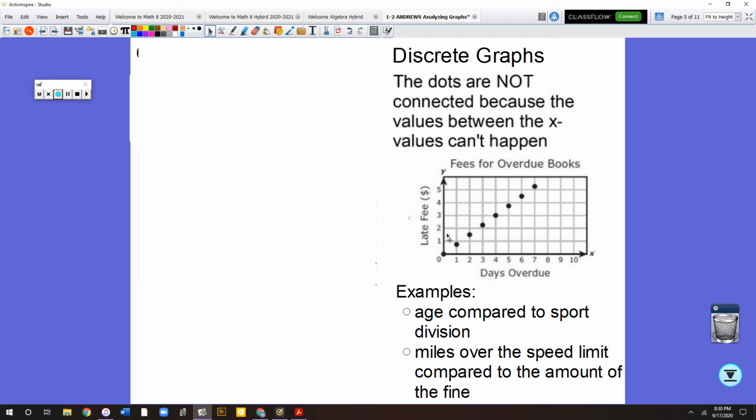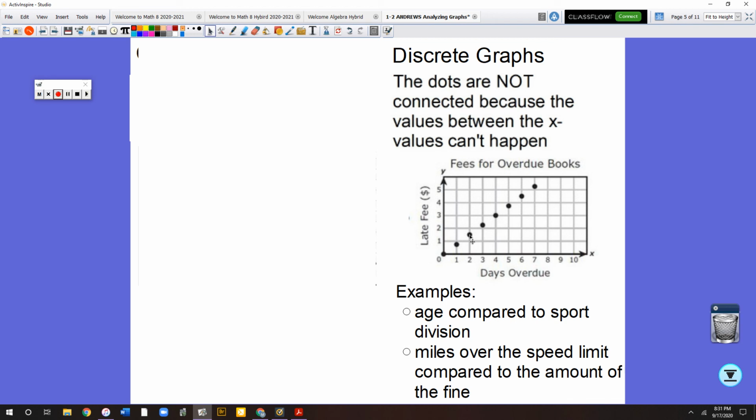But if it's a day and a half late, it's not somewhere in between. So we can't connect those dots because the values in between don't matter. It doesn't matter if it's a day and a half late or a day and 3/4 late. It doesn't make the jump to the next price or the next late fee until it's a full 2 days.